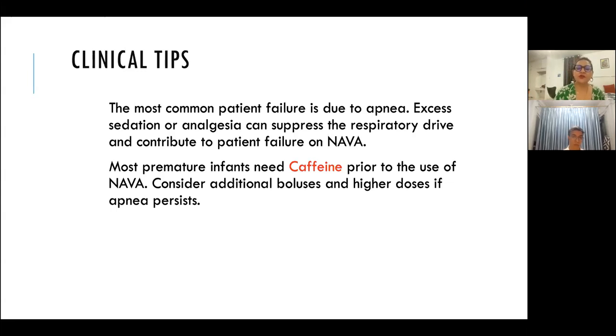And hence, whenever you start a baby on Nava, we should load the baby with caffeine. And sometimes when the baby has apnea, and we all know that a smaller baby may require a higher dose of caffeine. So we give a 20 milligram per kg loading dose, and then we start with a 5 mg per kg maintenance dose. But some of the babies may require more than that, 10 to 15 mg per kg as a maintenance dose.